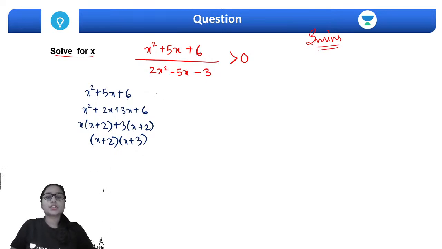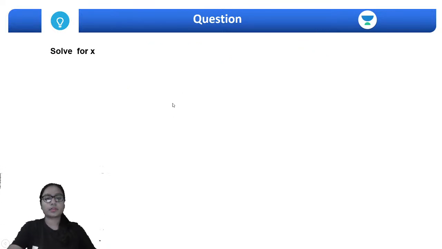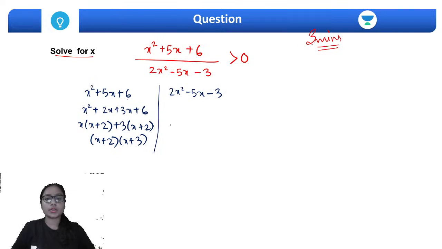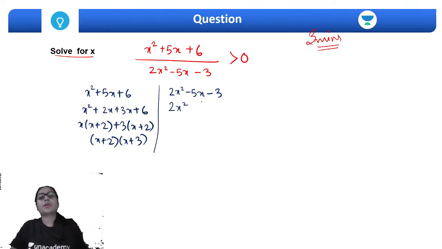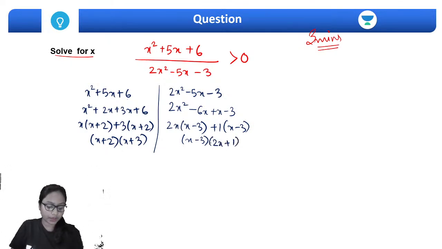The other polynomial is 2x square minus 5x minus 3. Let us factorize this polynomial also. We can write this as 2x square minus 6x plus x minus 3. So 2x can be taken common. I'll get (x minus 3) plus 1 (x minus 3). So I will have (x minus 3) into (2x plus 1).